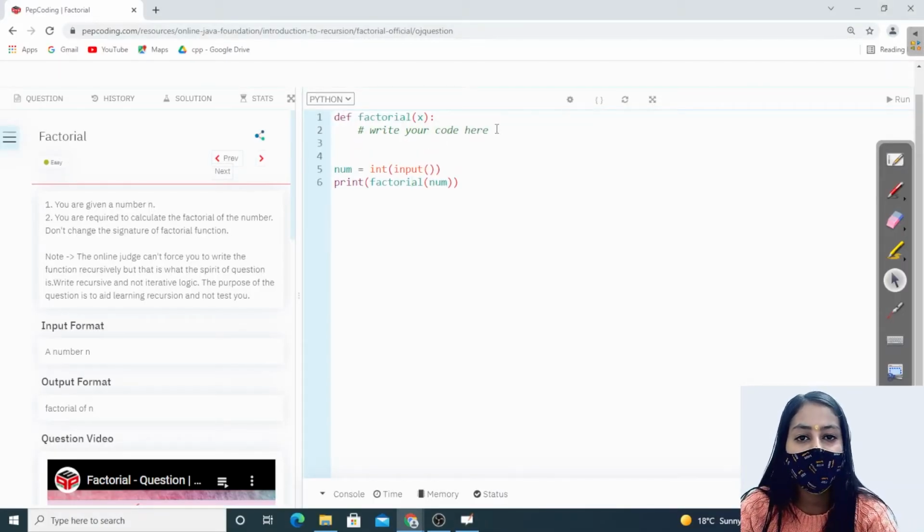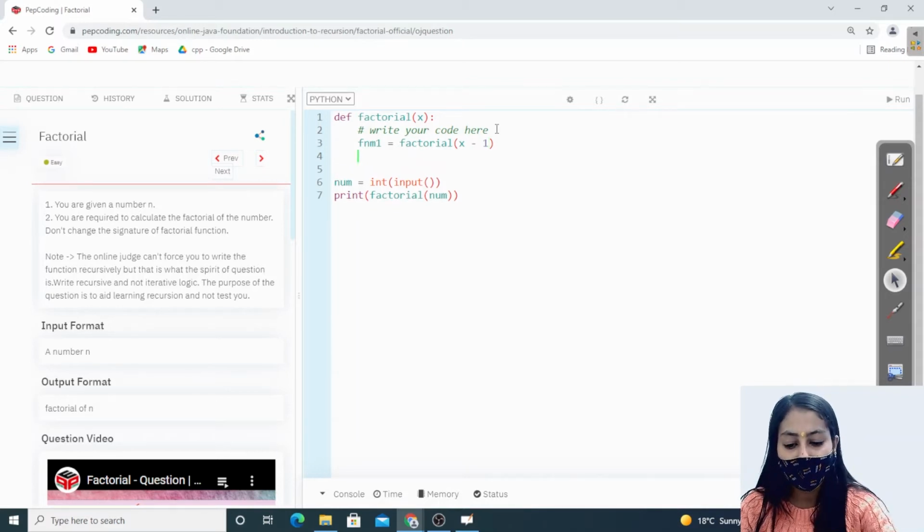Now we have to find the factorial of n minus 1. The factorial of n minus 1 is what? We have to call the factorial of the number minus 1, right? Now the factorial of n, the number given in this case being x, is the number multiplied by the factorial of n minus 1, right? Now we have to return this as our result, right?